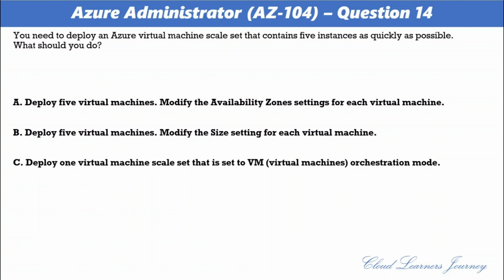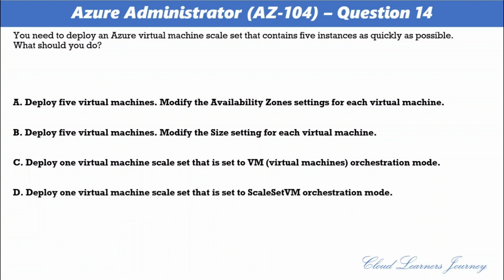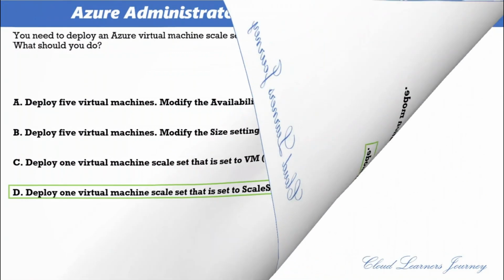C. Deploy 1 virtual machine scale set that is set to VM orchestration mode. D. Deploy 1 virtual machine scale set that is set to ScaleSetVM orchestration mode. And the correct option is D. For ScaleSetVM orchestration mode, virtual machine instances added to the scale set are based on the scale set configuration model. The virtual machine instance lifecycle of creation, update, and deletion is managed by the scale set.